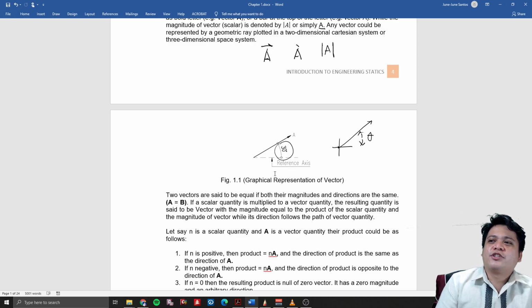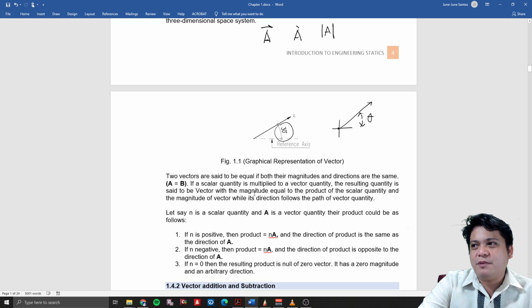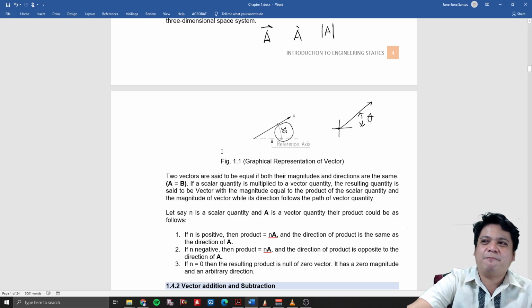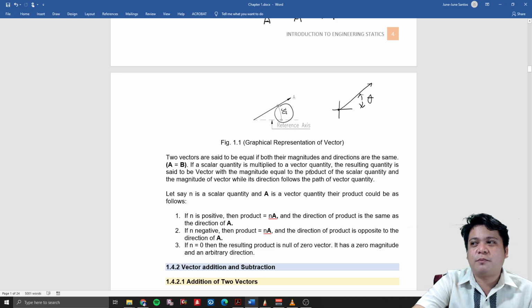Okay, so ayan, punta tayo sa equivalence ng two vectors. So two vectors are said to be equal if both of their magnitudes and directions are the same. So kapag parehas na parehas yung magnitude mo, pati yung direction mo, and then they are equal vectors. Ganun lang kasimple. Now, if a scalar quantity is multiplied by a vector quantity, the resulting quantity is said to be vector, with the magnitude equal to the product of the scalar quantity and the magnitude of vector quantity, while its direction follows the path of the vector quantity.